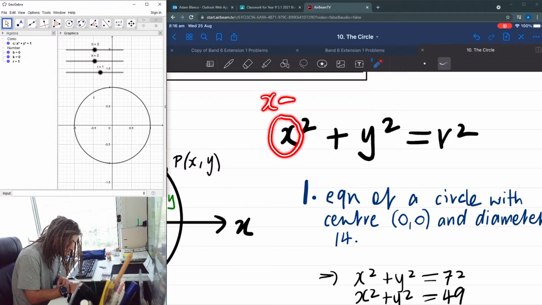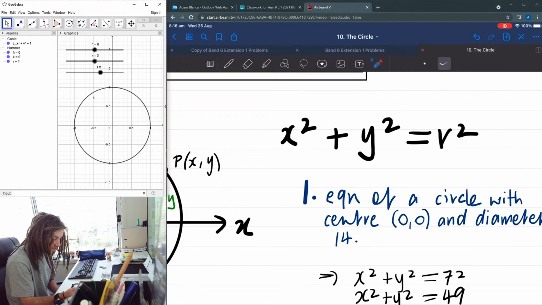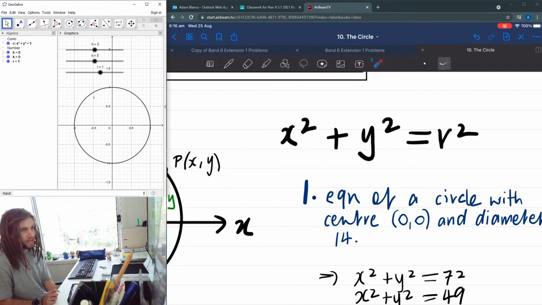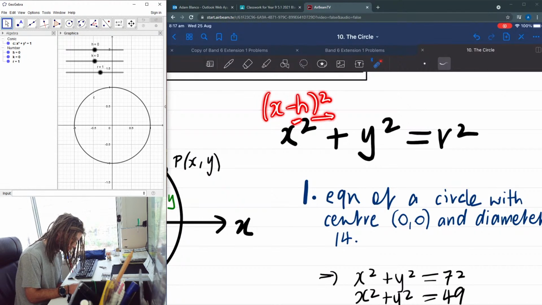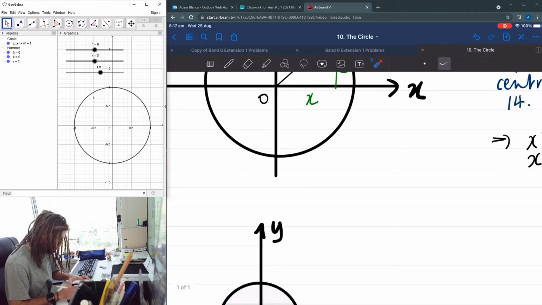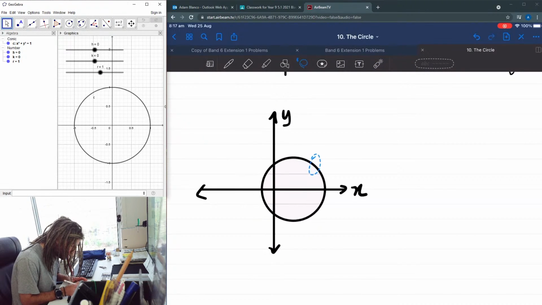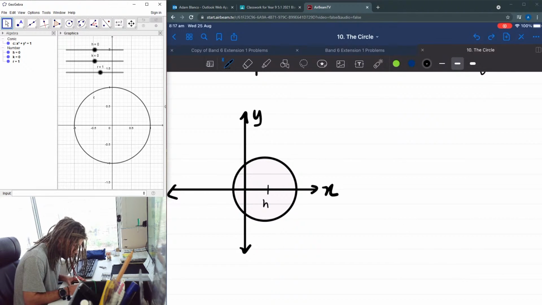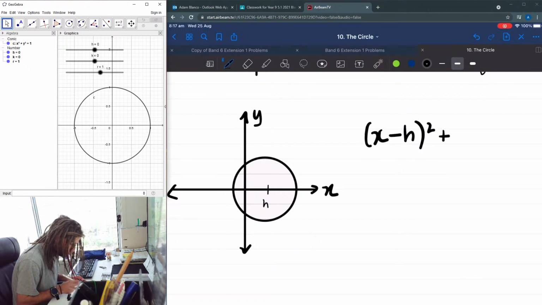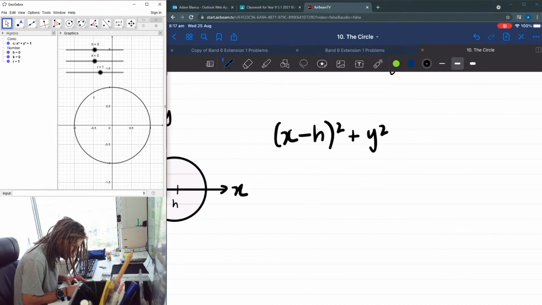Now, I'm not going to use c just simply because when you move things left, right, up, and down, I've been using c for both of those. So we're actually going to use h and k. I'm going to replace this with h, and what that's going to do is move it to the right by h. So if this value in here is h, then I'm going to have the equation x minus h squared plus y squared equals r squared.